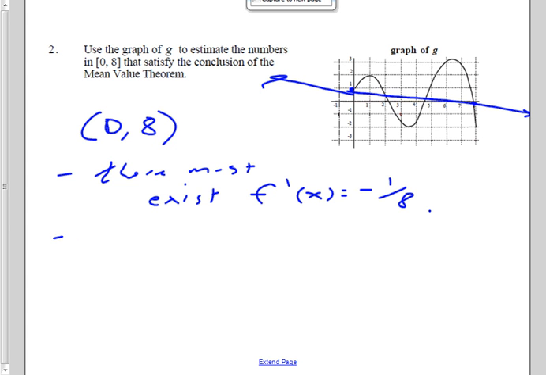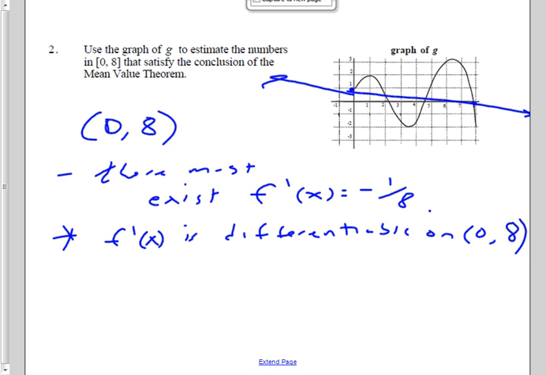And we know that f prime of x is differentiable on this region. How do we know that? Well, because this is a completely smooth curve, so there are no cusps, there are no points of discontinuity, so there's no reason for my derivative not to exist. So to find the values of x that satisfy the mean value theorem, we just need to estimate places where the derivative has roughly the same slope.